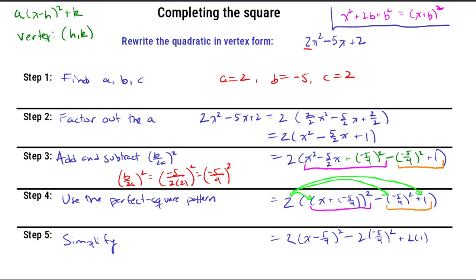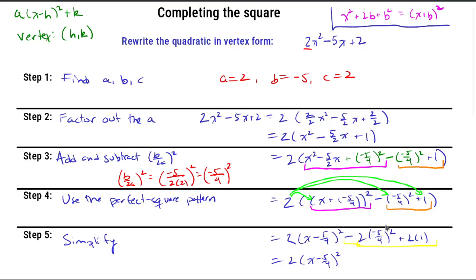All right, so at this point, we have something in vertex form. This is the k, or I should include the minus sign there. This whole constant term is the k. Our h is negative 5/4, a is 2. But we could go a little bit further in simplifying and figure out what that constant term is.